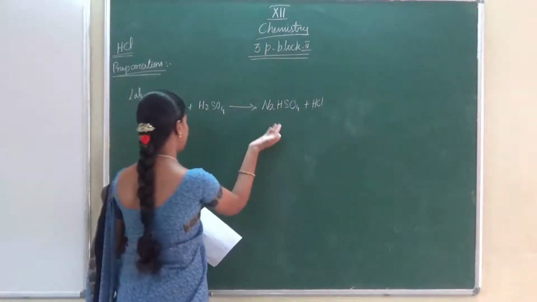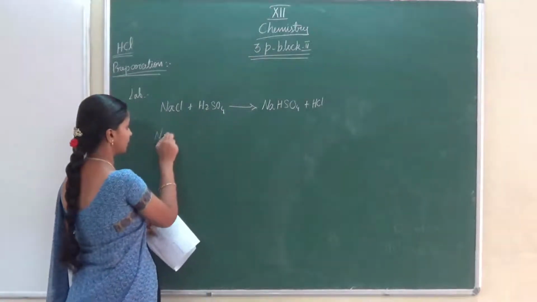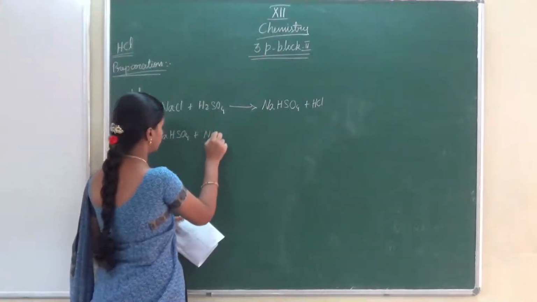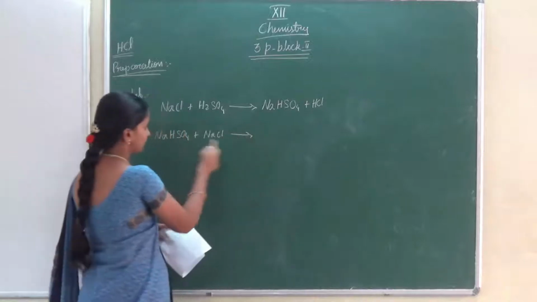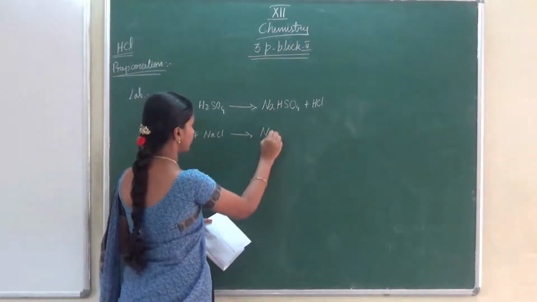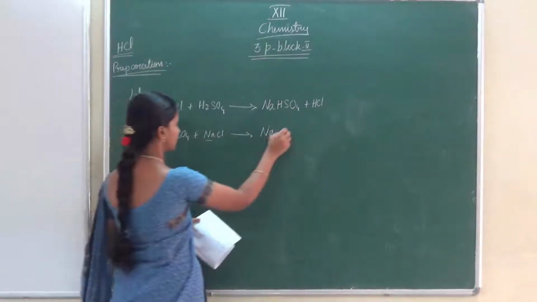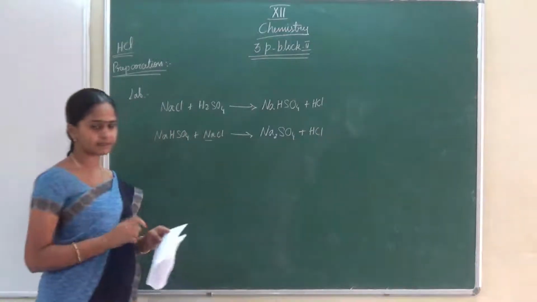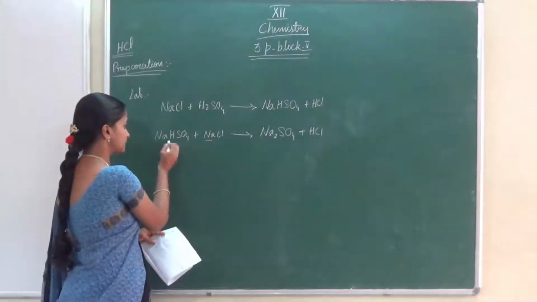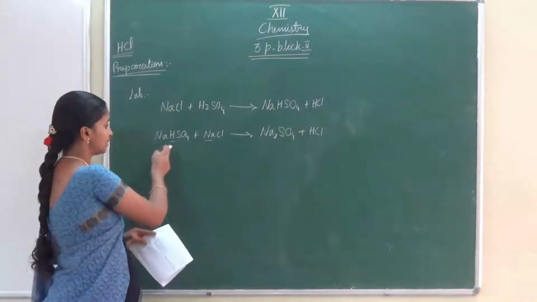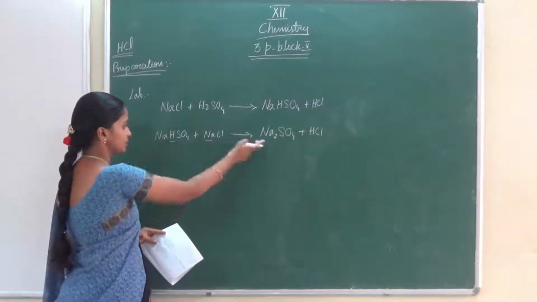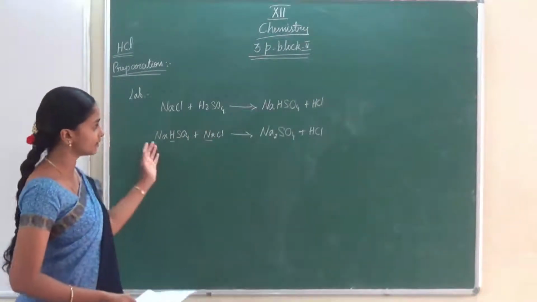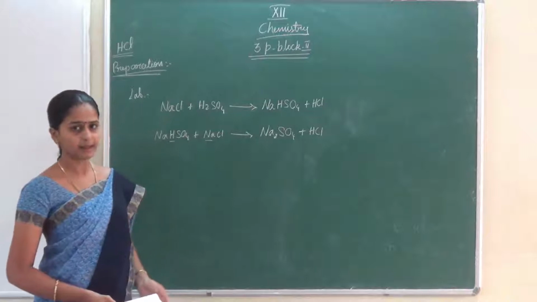This sodium bisulfate can again react with one more mole of NaCl and it will be converted into sodium sulfate, Na2SO4, plus HCl. Actually, the reaction taking place here is just a displacement reaction, just displacing this hydrogen. So we are getting Na2SO4 and the remaining HCl. Same way here also. Like that we can prepare the hydrochloric acid in the lab.